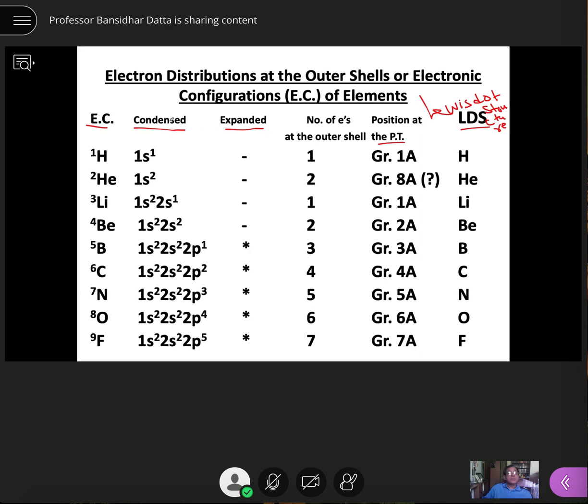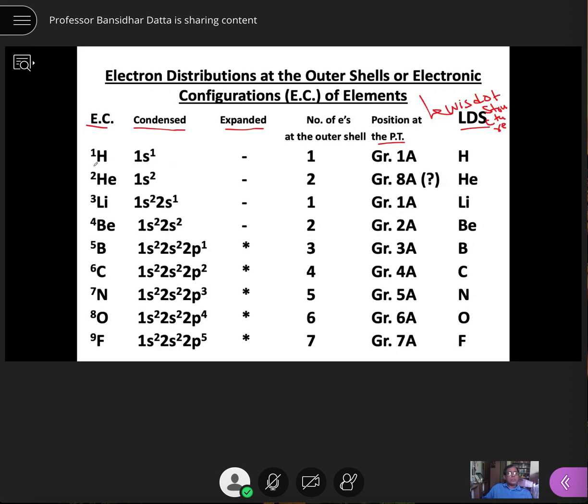Now, do you have those columns? Tell me when you have those columns. So electronic configuration of an element, that's the name of the element, and the top one says the atomic number, right? Atomic number is the number of protons, which equals the number of electrons. Condensed, expanded, number of electrons in the outer shell, position in the periodic table, and finally how to write the Lewis dot structure of an element. That's basically how to represent it in terms of Lewis dot. Lewis is the name of the scientist, by the way.